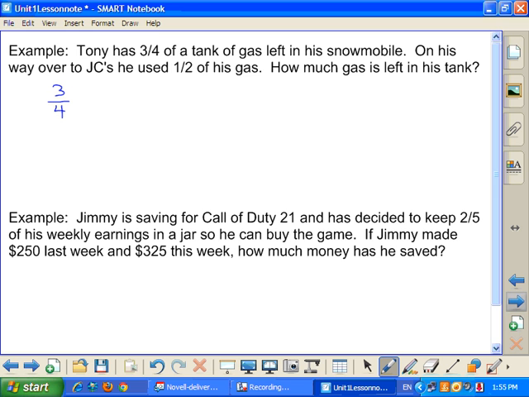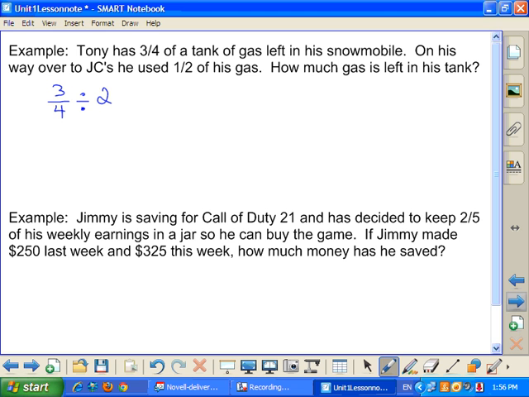So how do you cut things in half? If I had $10 in front of me, and I asked how you would cut it in half, most of you would tell me I would divide by 2, and you're correct. So we're going to divide by 2. So 3/4 divided by 2. Okay. The 2 is not a fraction yet.